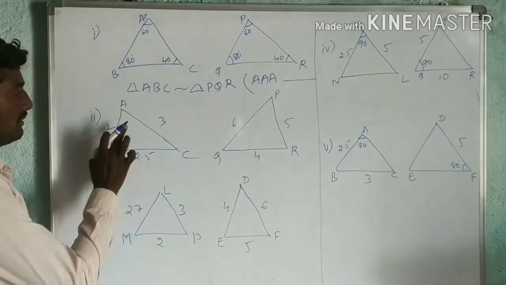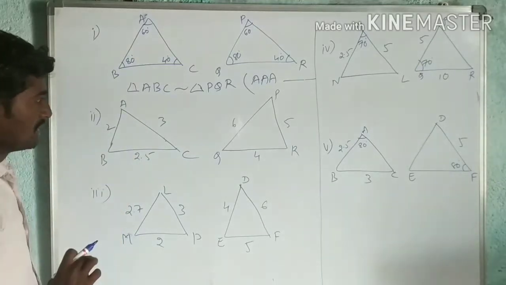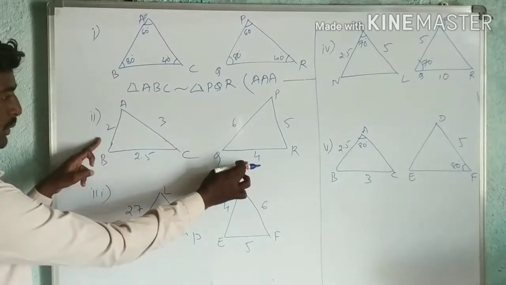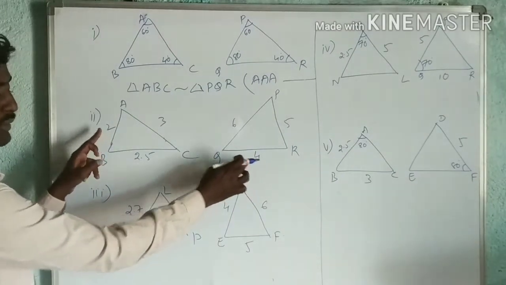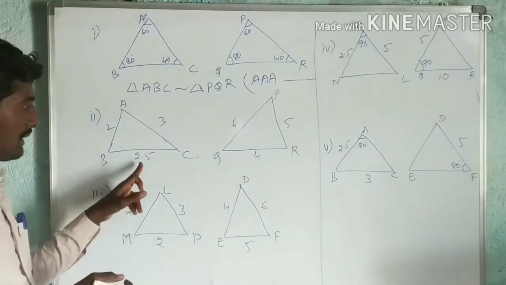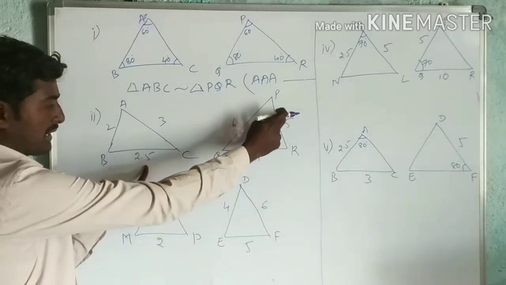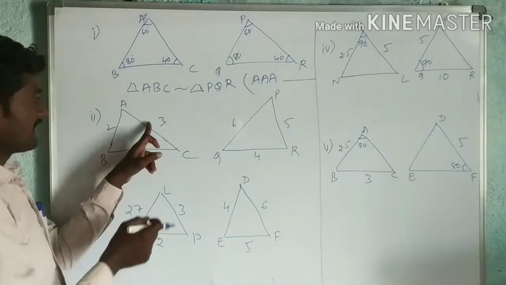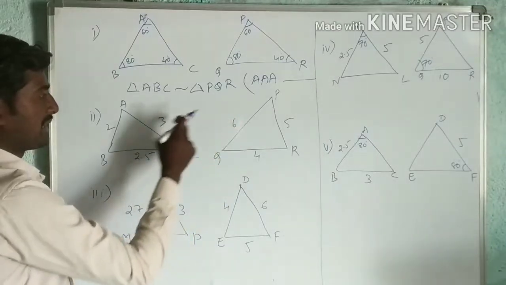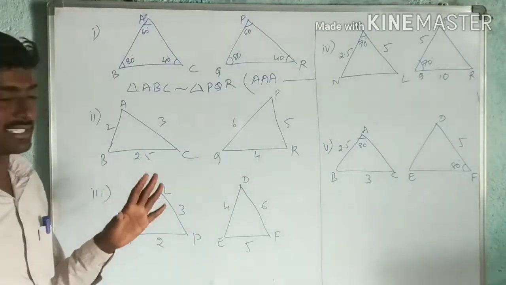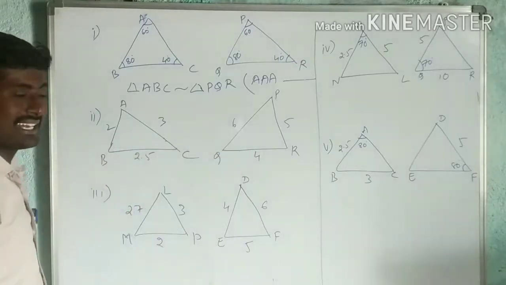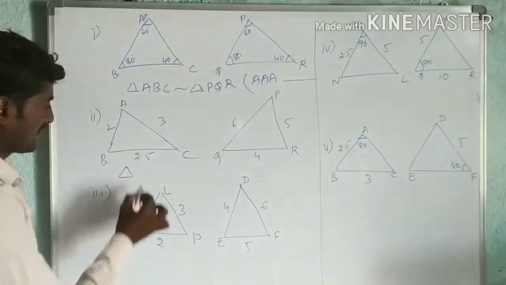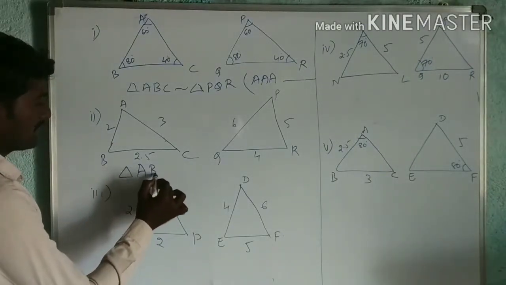Now here they have given the sides. So if you take these two, AB divided by QR, you will get 2 divided by 4, that is 1 by 2. Similarly, BC divided by PR, you take 2.5 divided by 5, again 1 by 2 you will get. Then AC divided by PQ, 3 divided by 6, again 1 by 2 you will get. So these two triangles are similar. Which are those? ABC.